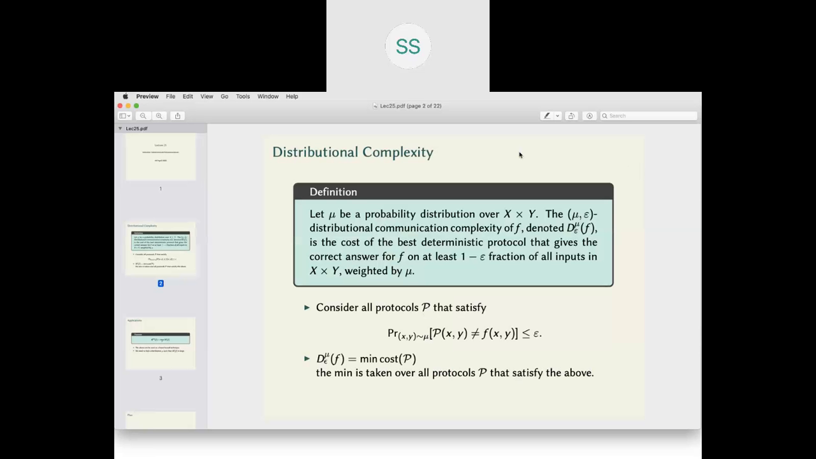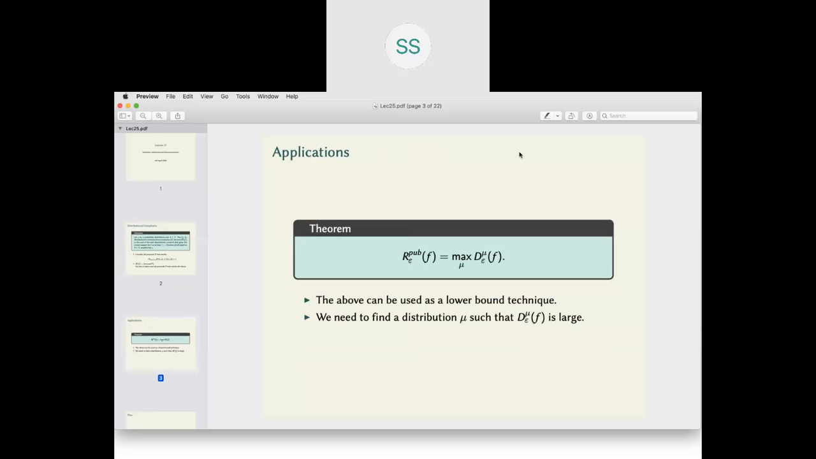So the subscript is the error allowed, and the superscript mu is the distribution, right? The bullet points are just explaining the definition. We have gone through this last time and before that as well, right? And on the next slide, we saw this theorem.